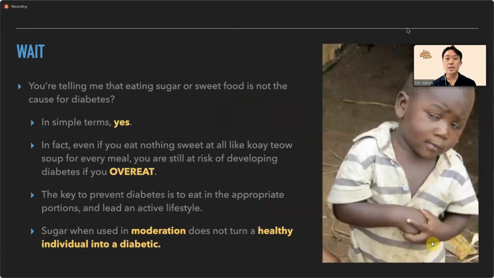So am I telling you that eating sugar or sweet food is not the cause for diabetes? In simple terms, yes. In fact, even if you eat nothing sweet at all, like kway teow soup for every meal, you are still at risk for developing diabetes if you overeat. Overeating causes diabetes. The key to prevent diabetes is to eat in the appropriate portions and lead an active lifestyle. Sugar, when used in moderation, does not turn a healthy individual into a diabetic.